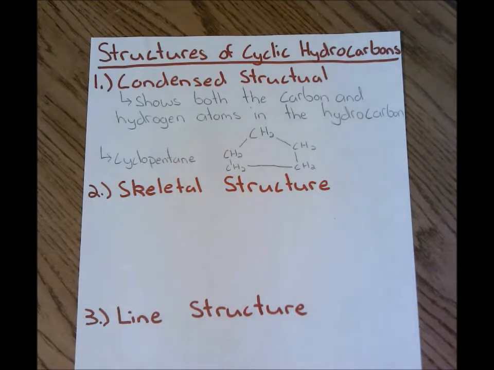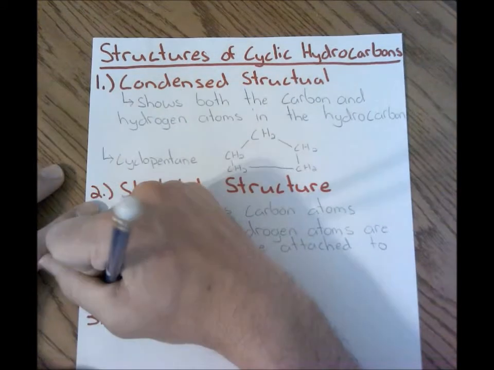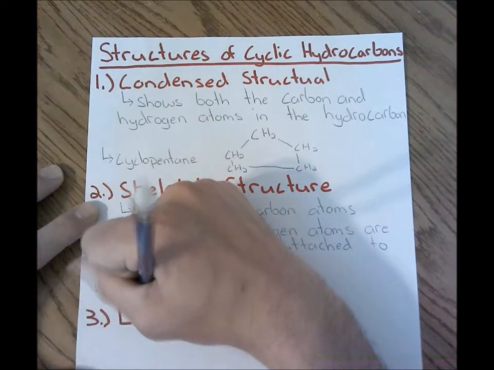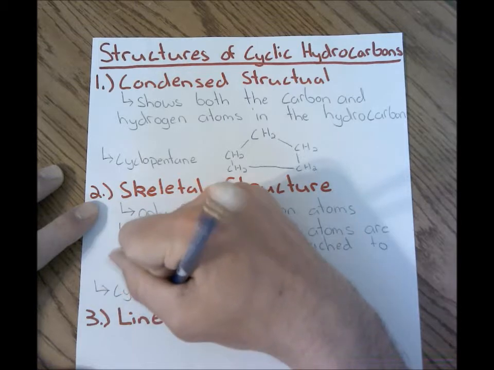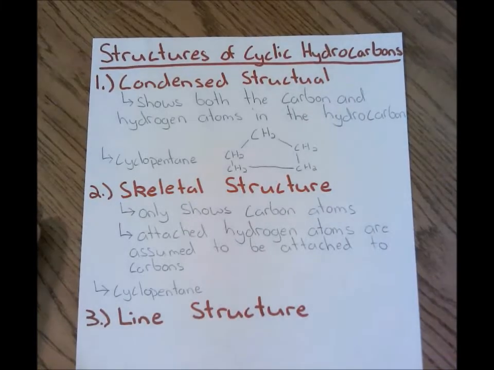Now, a skeletal structure is going to show only the carbon atoms. What we assume is this: the hydrogen atoms are assumed in this particular structure. So again, the best way to go through this is our example cyclopentane. Same example that we did up above for the condensed structural formula, but for the skeletal structure, we're only going to show those carbons.